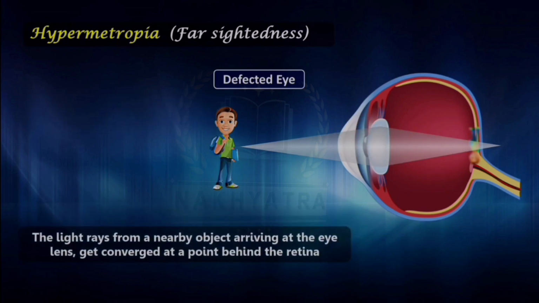The light rays from a nearby object arriving at the eye lens get converged at a point behind the retina. Now as you can see here, this is a nearby object, and the light rays from a nearby object arriving at the eye lens get converged at a point behind the retina. So the retina is present here, and the light rays converge at a point which is behind the retina.